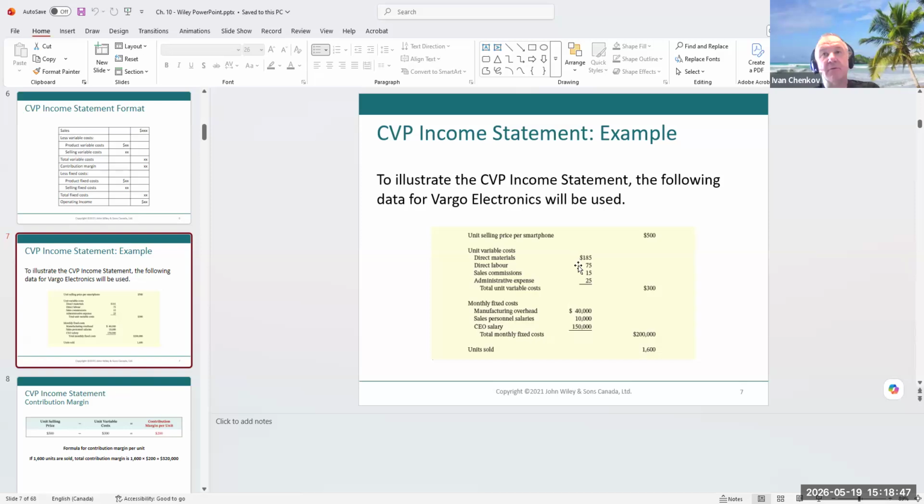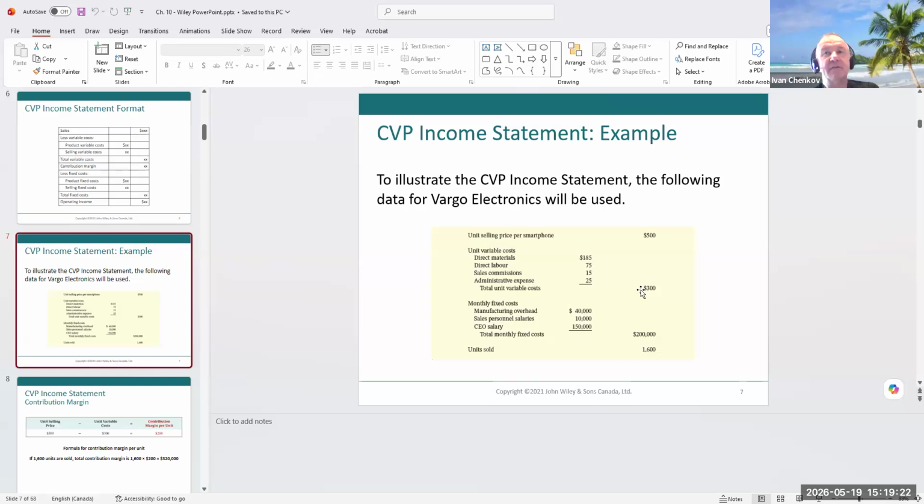Now, if the variable cost per unit and sales price per unit stay the same, what drives the sales and what drives the variable cost? Only the units that we're selling. Fixed cost is a fixed cost. So now what you can see in the problem is, I have my monthly fixed cost. I know that I'm selling my smartphone for $500. I know every smartphone costs me $300.